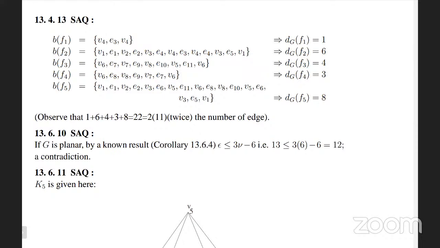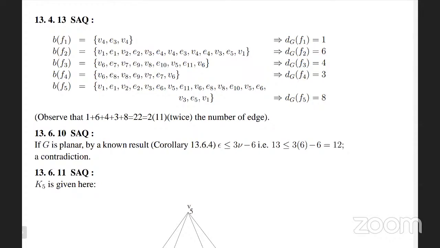The degree of F1 means how many edges we have. That is the count, we should be right. Similarly, it is a vertex also. Sorry, the degree of F3 means the edges, how many edges it has. That is the degree of F3.